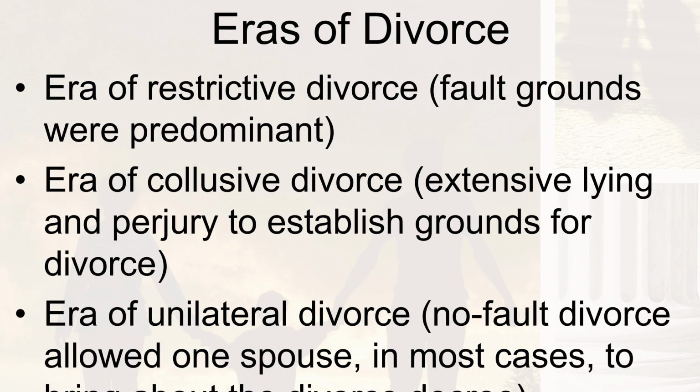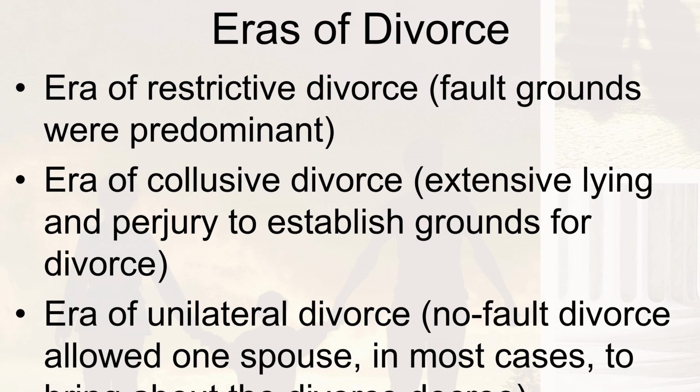The first era being the era of restrictive divorce, where fault grounds were predominant. One party had to have been blamed. There had to be proven fault, corroboration of that fault, and a strong emphasis on morality, the courts meddling on what's right or wrong, heavily focusing on adultery, cruelty, and abandonment.